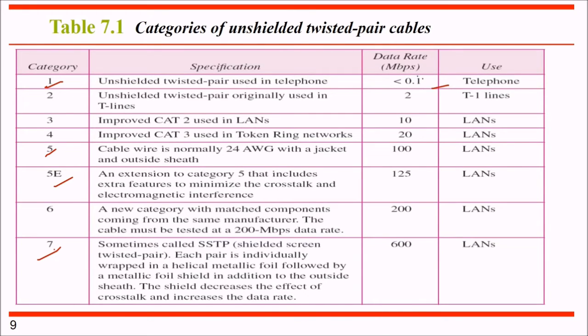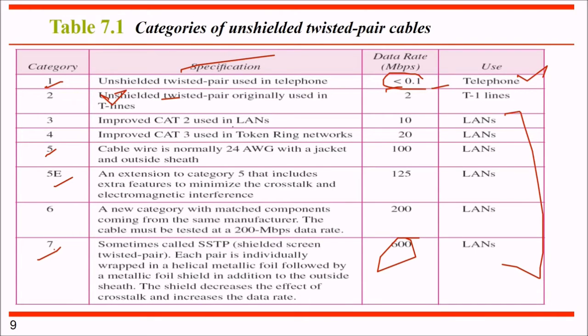The data rate goes up from less than 0.1 megabit per second to 600 megabits per second. The lowest rate is in telephones, and the highest, from 10 Mbps to 600 Mbps, you will get in LANs. So these are UTP or in telephone. UTP twisted pair was originally used in T lines, telephone lines.